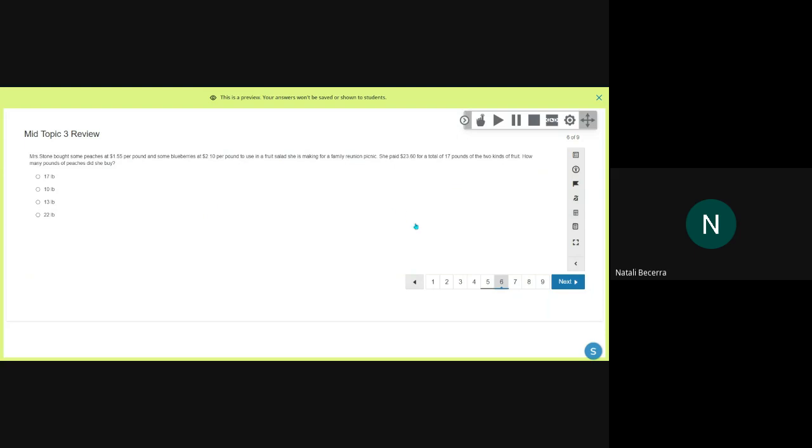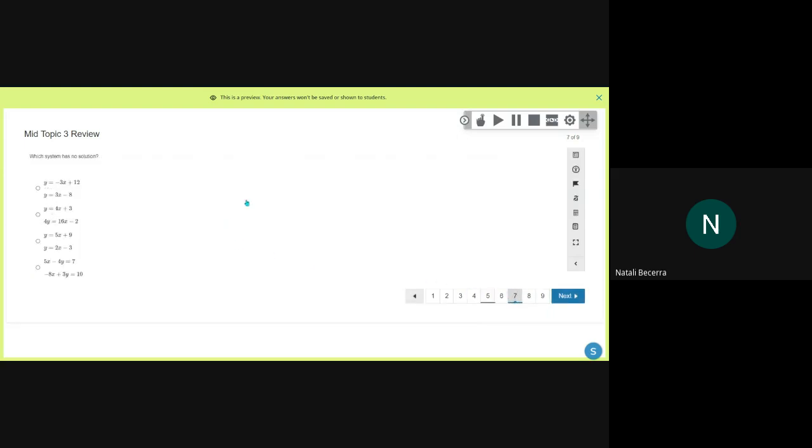Okay. See the point of intersection, and it's going to be your x value. All right. Number 7, which system has no solution?